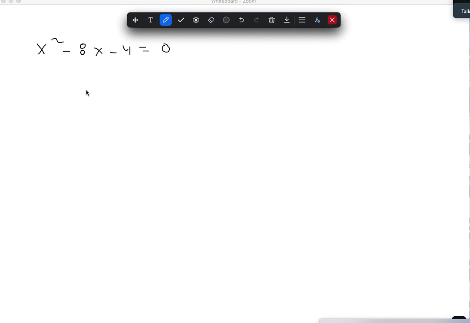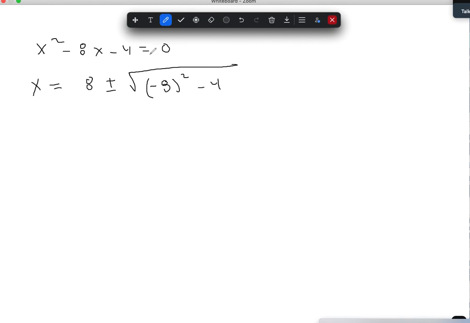Okay, let's take a look at this one. So we'd have x equals negative b, so negative 8 will be positive 8, plus or minus the square root of negative 8 squared minus 4ac, and then all over 2a. Okay, so there's lots of signs here to get messed up on. Let's see how that all comes out.